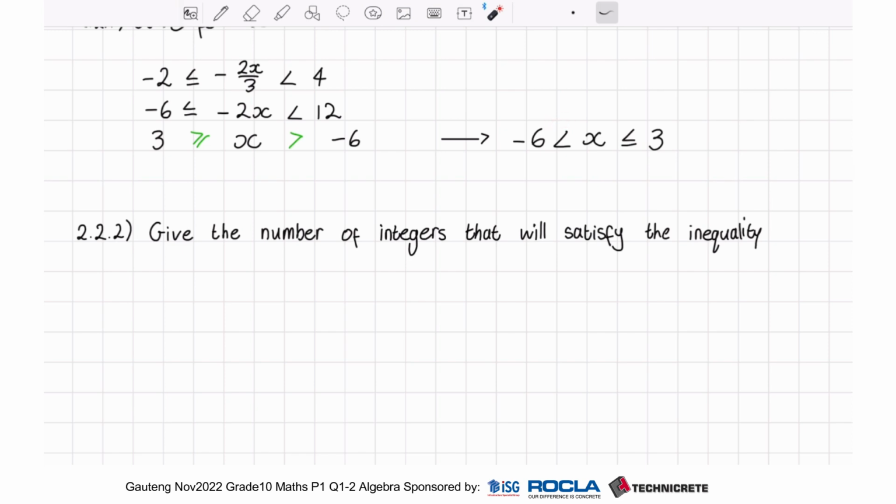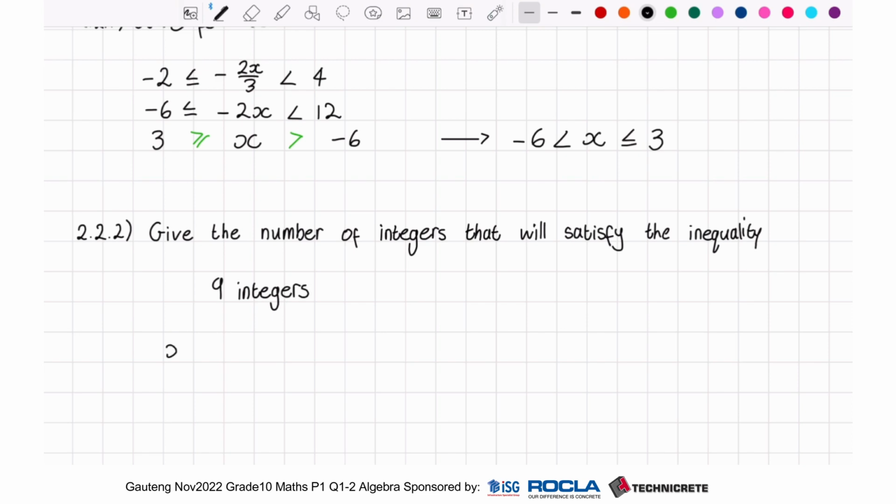So the first one is going to be negative 5, then negative 4, up until 0. And then I've got 1, 2, and 3 is going to be included. And I can just count those up. And the number of integers is going to be 9.